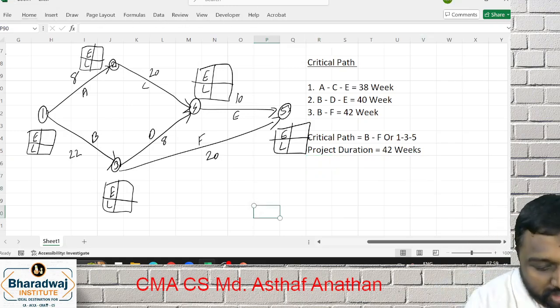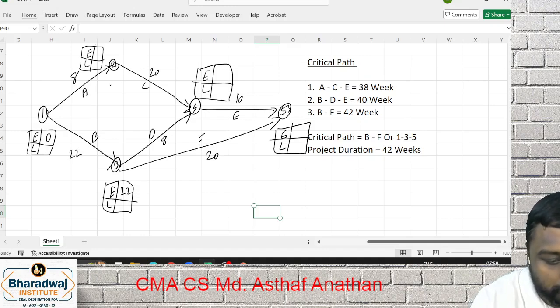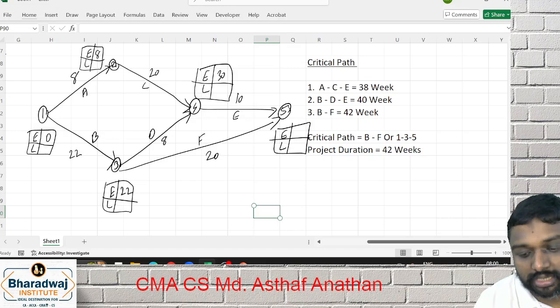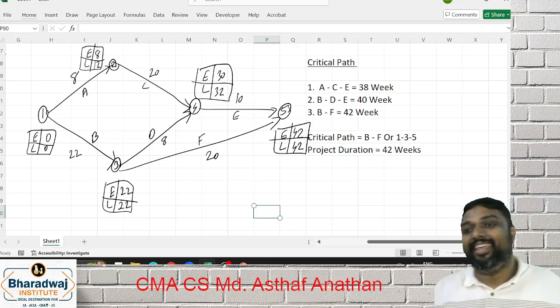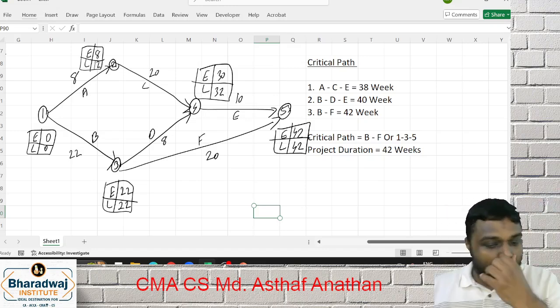We have to start with 0. 0 plus 22, 22. 0 plus 8, 8. 8 plus 20, 28. 28 plus 8, 30. 22 plus 40, 30 plus 10, 40. So highest is 42. 42, 22, 0. 42 minus 10, you will get 32. 32 minus 20, you will get 12. Hope all of you are clear.